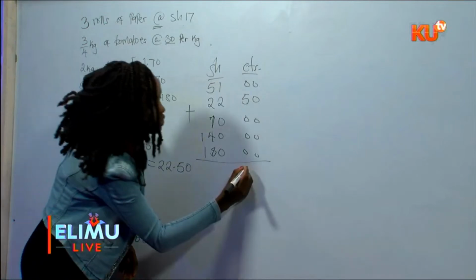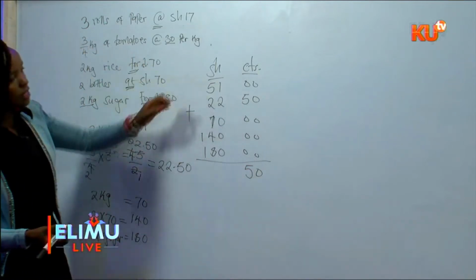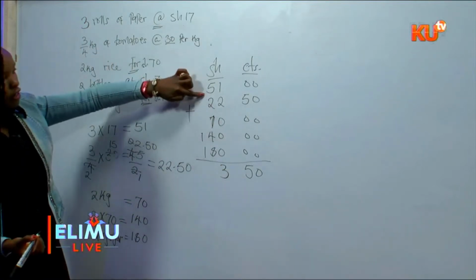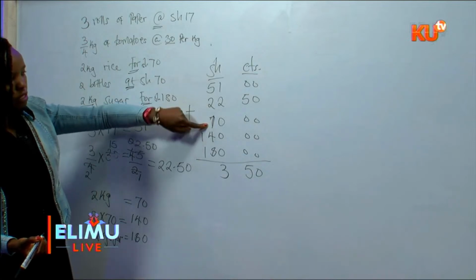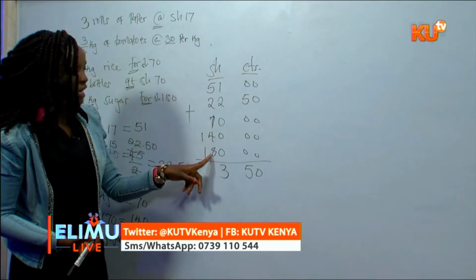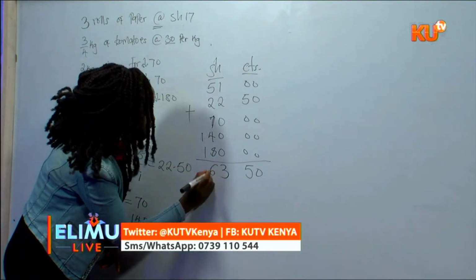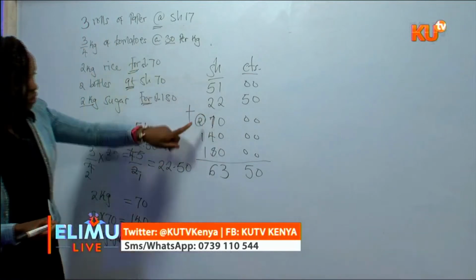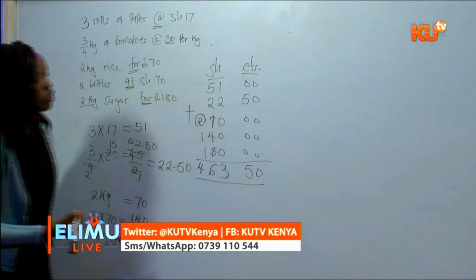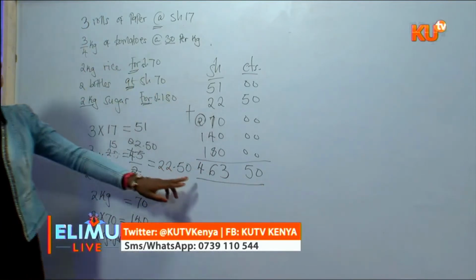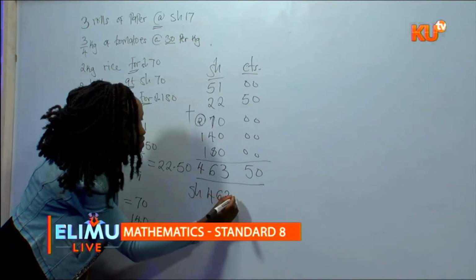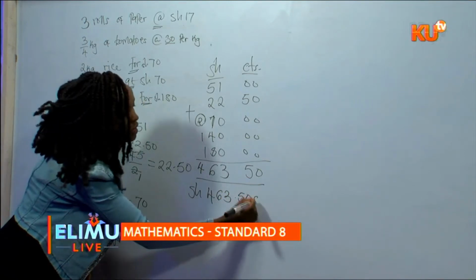So when you add here, we are going to get 50 cents. 1 plus 2 plus 0, we get 3. 5 plus 2, 7. 7 plus 7, 14. 14 plus 4, 18. 18 plus 8, we get 26. I write 6, we carry 2. 2 plus 1 plus 1, we get 4. So the total cost of the items was 463 shillings and 50 cents.